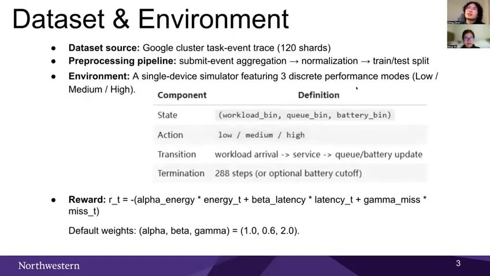We use the Google Cluster Test Event Trace, and the simulator is a single device simulator with three actions: low, medium, and high. At each step, an action determines the service rate, the energy cost, the queue, and the battery are updated. And we compute the latency and miss indicators. Our reward function and the default weights are shown below.